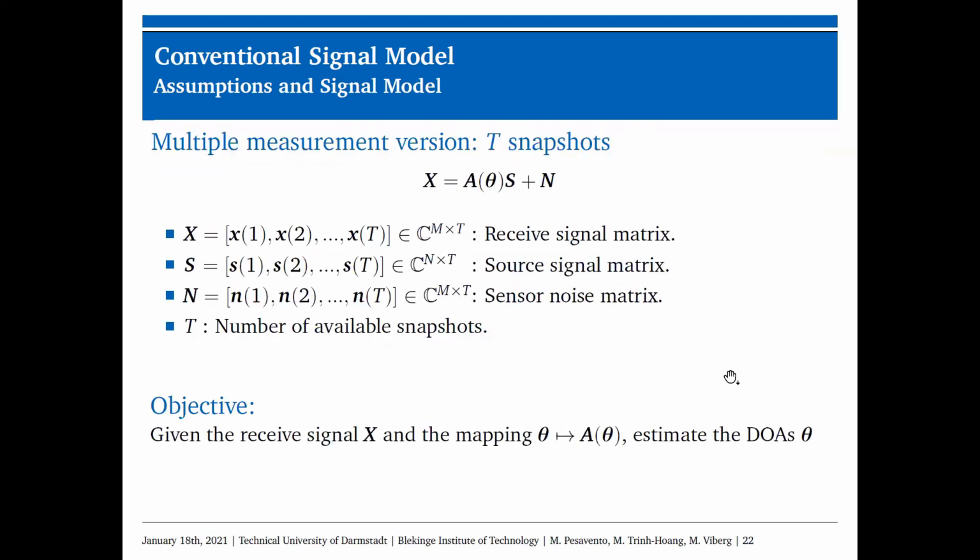And the noise is assumed to be independent from sensor to sensor. We assume that T independent snapshots of the sensor outputs are available, or sometimes T is assumed to be very large. The measurements are collected as columns in the received signal matrix X, which is M by T. And similarly, we construct the source signal matrix S and a sensor noise matrix N. So we are given the data matrix X and the data model shown here. The objective is to estimate the DOAs theta. In this presentation, we will assume that the number of sources is known, although estimating N is in itself an important and quite difficult problem.